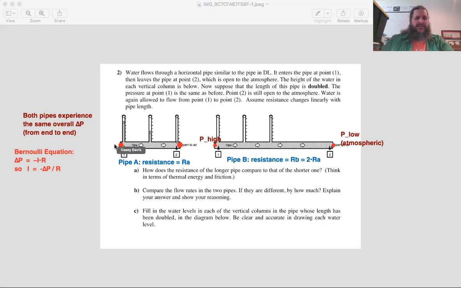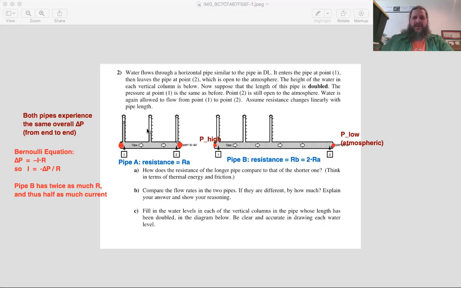So if you look at the delta pressure for the entire pipe A and the delta pressure for the entire pipe B, what do we know about their delta pressures? They're the same. Yeah, same delta pressure, but what do we know about the resistances? The resistance in pipe B is twice that of A. Right, so if we're dividing by twice as much resistance, what does that tell us about the resulting current? It's half as much. Yeah, pipe B has twice as much resistance and thus half as much current. So the current in pipe B is flowing half as fast as the current in pipe A.